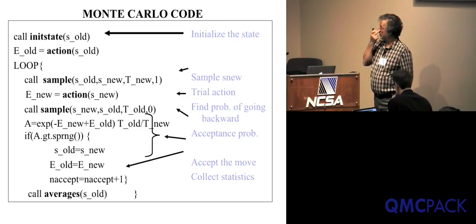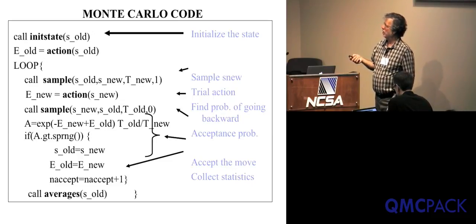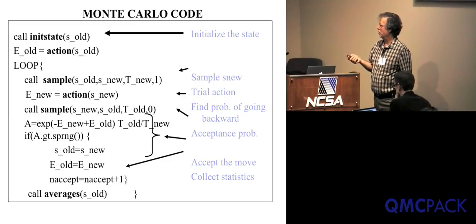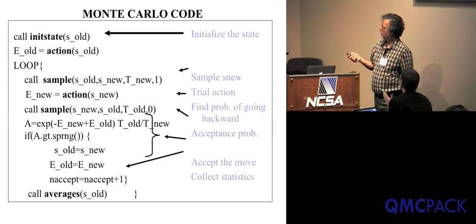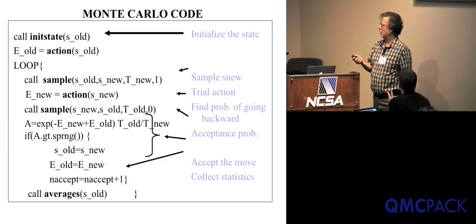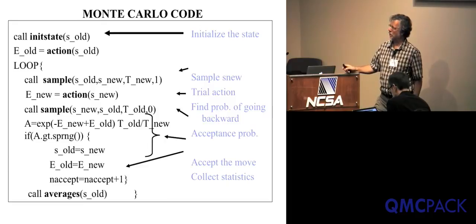S is the state space. So you have an old position and a new position, and you sample the new position with some transition probability. Okay, the 1 indicates you're going in the forward direction. You calculate the new energy or the new action, depending; if it's quantum mechanical, it would be the wave function. And then in the Metropolis formula, you have to do the backwards direction too. So you're actually not moving backwards. That's the difference between the argument 1 and 0. You're just finding the probability that you would have moved in the opposite direction. This is because of the detailed balance formula.